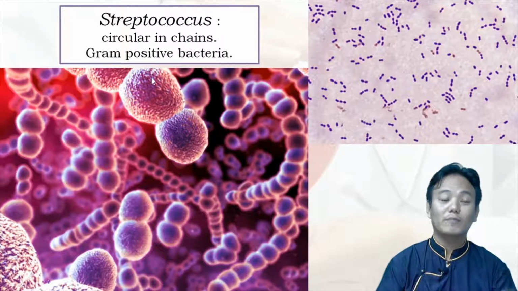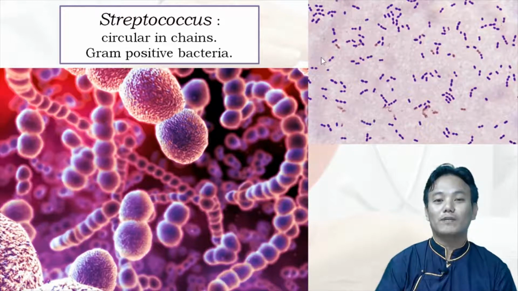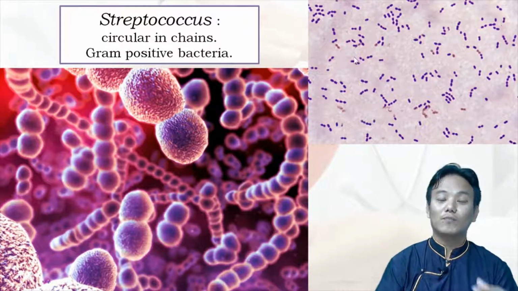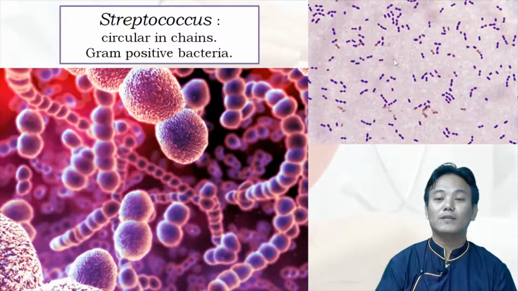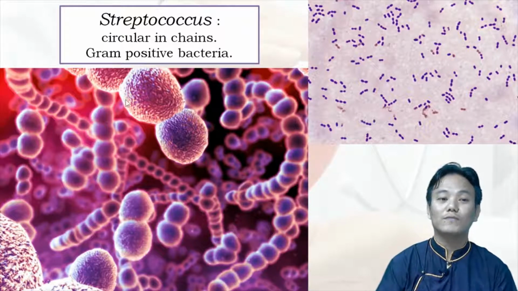Coccus means circular bacteria, and Streptococcus means circular bacteria which occur in chains. Streptococcus pneumoniae is a gram-positive bacteria. It shows positive staining by the gram stain, so that is why it is called a gram-positive bacteria.